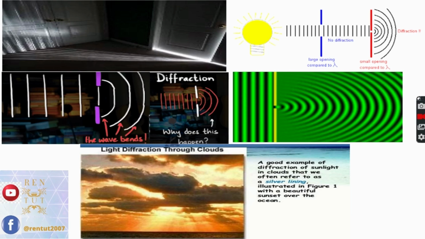In simple terms, you can see below light diffracting through a cloud. You can see the picture. Light diffracts through a cloud, and the sun rays are passing through the cloud. This is a beautiful example of diffraction of sunlight.